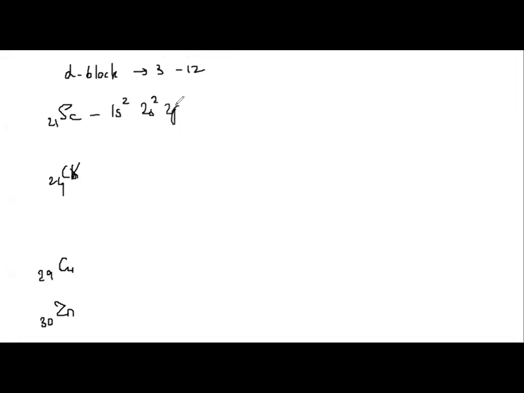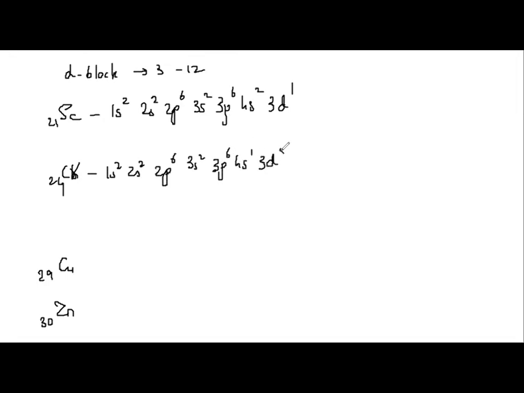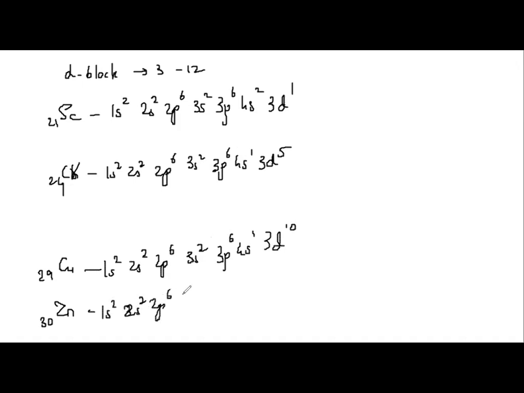Scandium: 1s2, 2s2, 2p6, 3s2, 3p6, 4s2, 3d1. Sorry, chromium: 1s2, 2s2, 2p6, 3s2, 3p6, 4s1, 3d5. Copper: 1s2, 2s2, 2p6, 3s2, 3p6, 4s1, 3d10. And last zinc: 1s2, 2s2, 2p6, 3s2, 3p6, 4s2, 3d10.